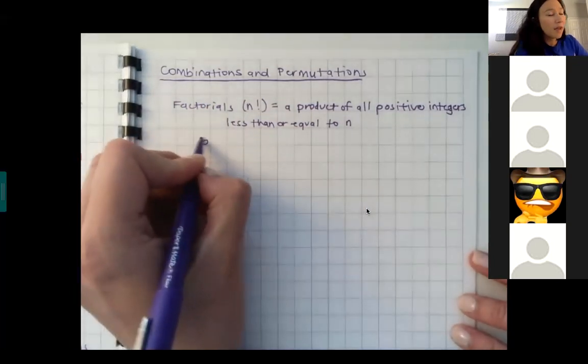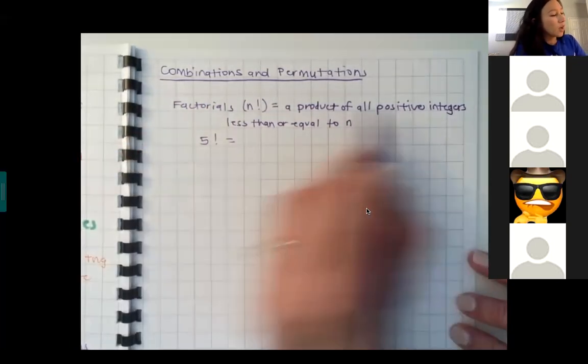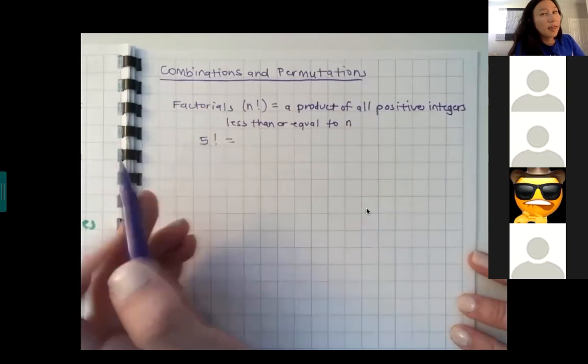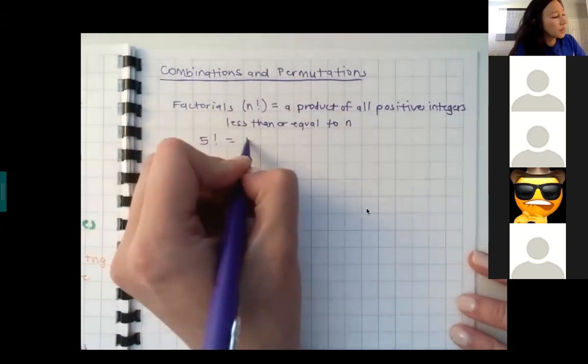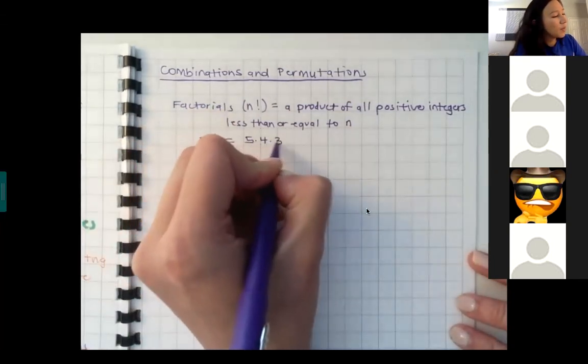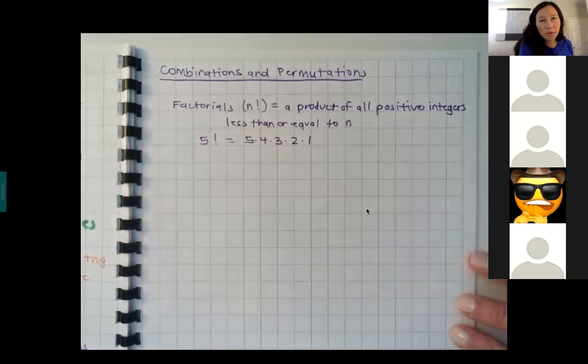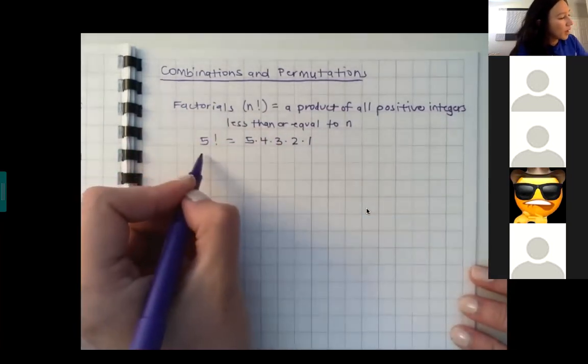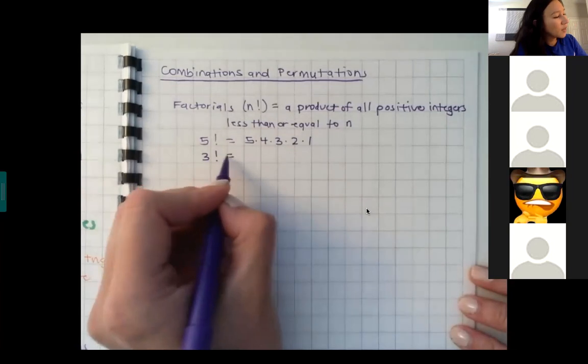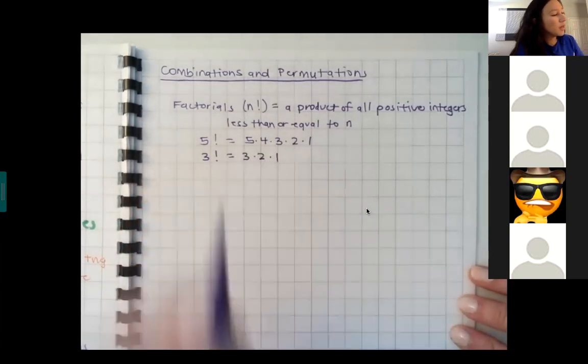So if we do 5 factorial, it's all the positive integers less than or equal to 5. So we start at 5 and then 4, 3, 2, 1. We multiply all of those together. That's 5 factorial. 3 factorial is 3 times 2 times 1.